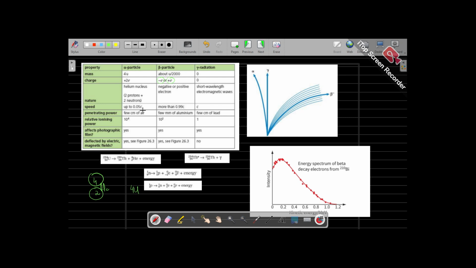Therefore, they have quite high penetration power. When it comes to aluminium, they can pass through millimeters and centimeters of aluminium. And when it comes to lead, a certain centimeter of lead is required to bring a gamma particle to rest. Then we have their relative ionizing power.